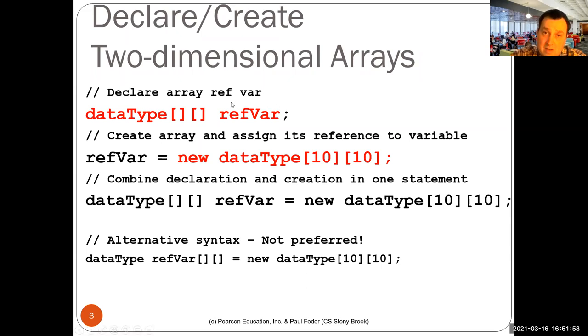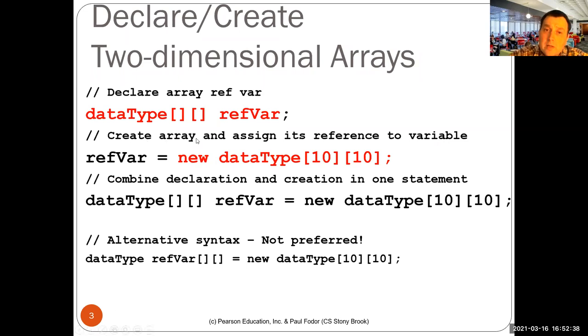So the reference variable is an array, and we have this open-close bracket, the one to the right, which represents the fact that this is an array, but the elements of that array are not of a primitive data type or an object type, but they are actually arrays themselves. So this is a two-dimensional array in which we have an array of arrays of some data type. That's the data type of the elements. This declares the variable, which will store the reference, the address of the multidimensional array.